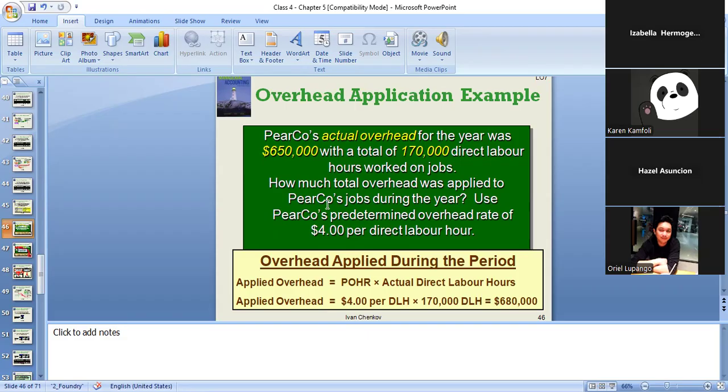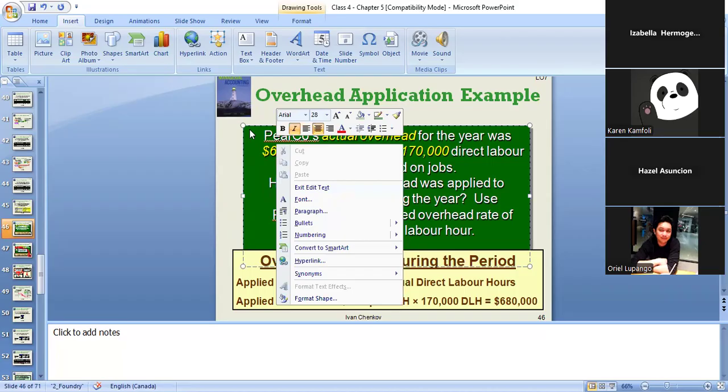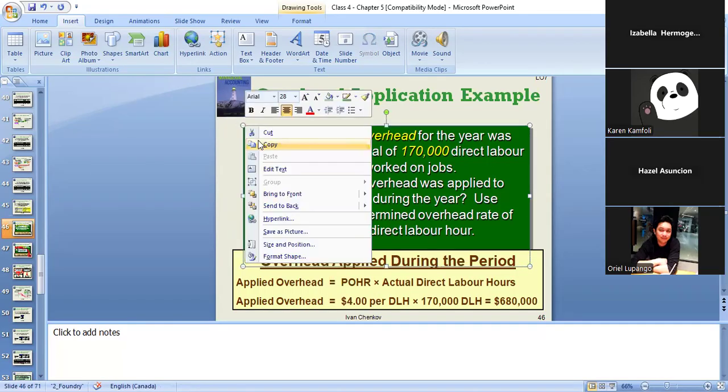So in this case, do we have over applied or under applied? What do you think? Under? So let's see. This is our case, right? I'm going to copy it and I'm going to move to an Excel spreadsheet.